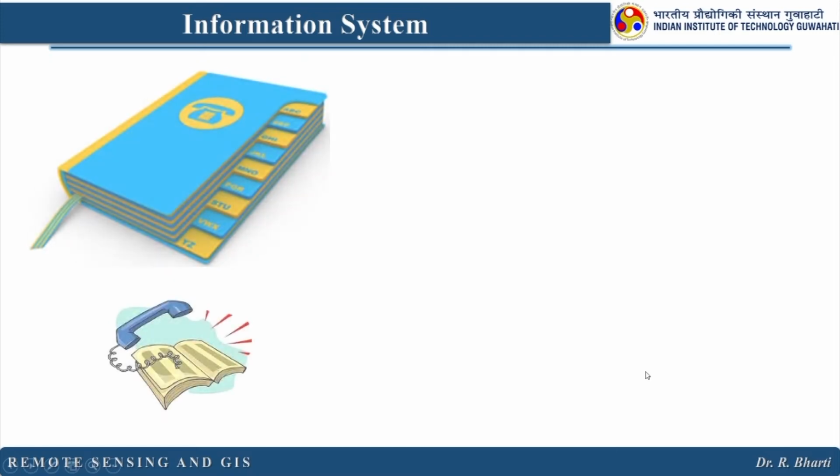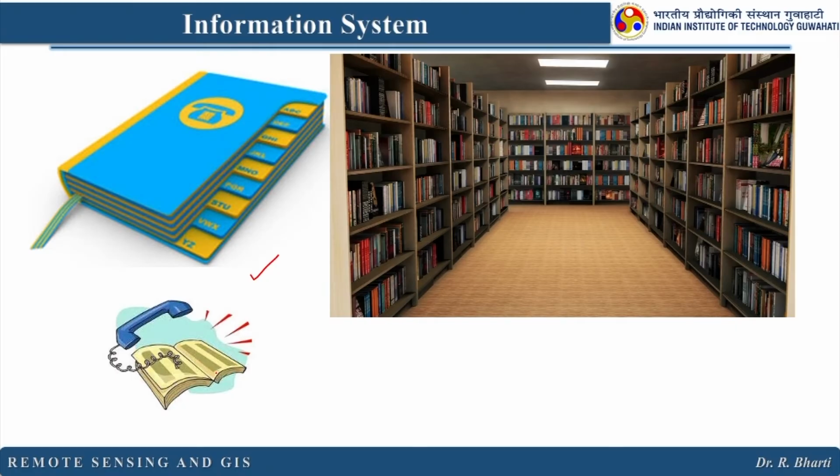Now these are very common examples of information systems. So you can see whenever you want to call a person, you look for the telephone directory, right? So you have their name, you just go to that page and then you identify the number and then call them. So that is the best example of an information system.